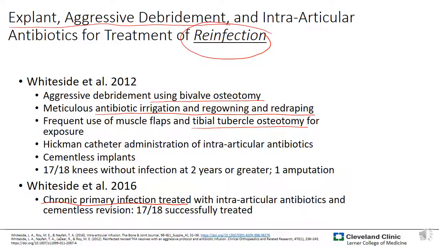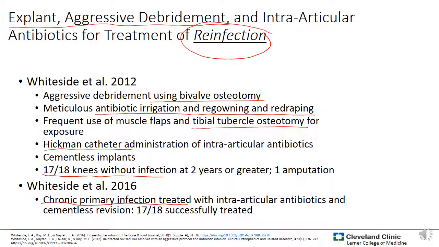And then they used a Hickman catheter for direct administration of intra-articular antibiotics and direct or single-stage placement of cementless implants. And 17 out of 18 knees in this series were without infection at 2 years or greater, with 1 failure that resulted in amputation. So this is some of the most difficult cases, and this technique of achieving very high intra-articular concentration of antibiotics over 4 to 6 weeks seems to be successfully eradicating the biofilm.